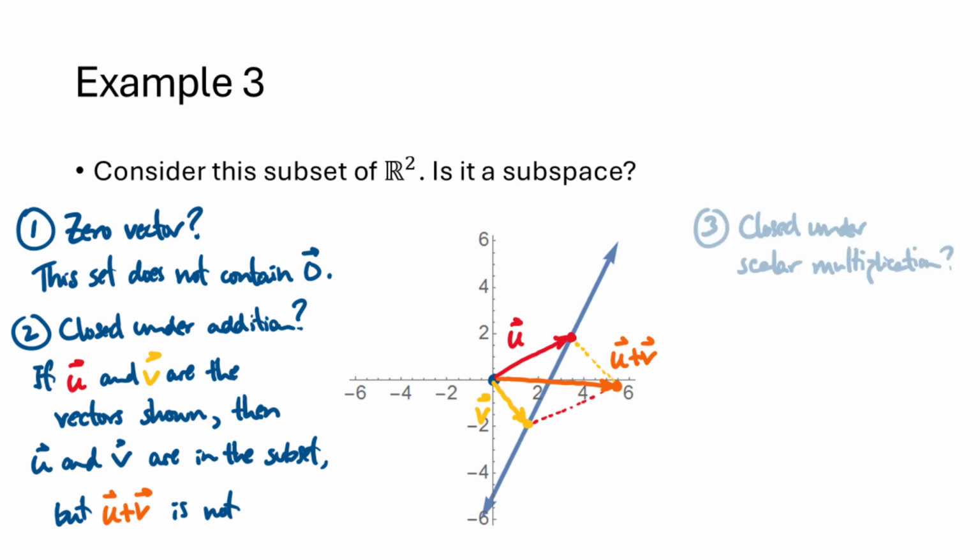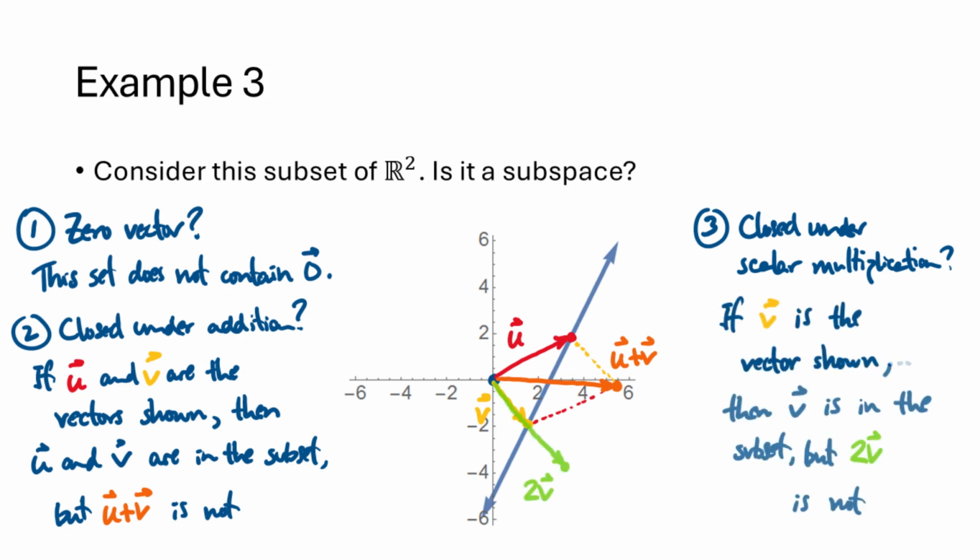What about closed under scalar multiplication? Well, again, if we think that this set is not closed under scalar multiplication, what we need to do is come up with a vector that is in the set and a scalar, but that when we multiply that scalar by that vector, the result is not in the subset. In this case, let's use that same vector v from earlier, and let's multiply it by 2. And again, we can see here that the result of multiplying this vector by 2 is not in my subset, and so that shows that this subset is not closed under scalar multiplication.